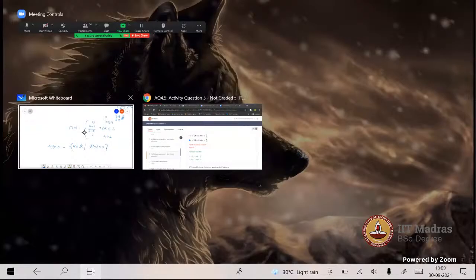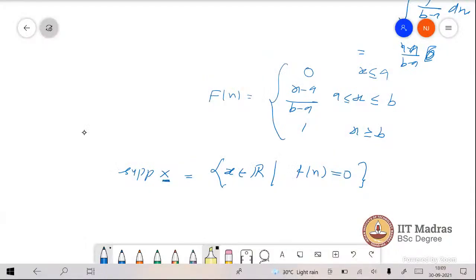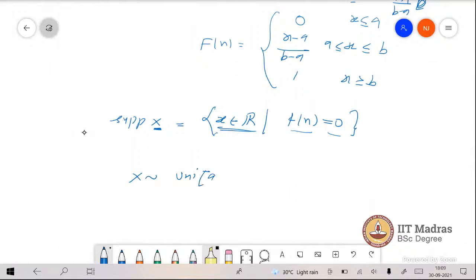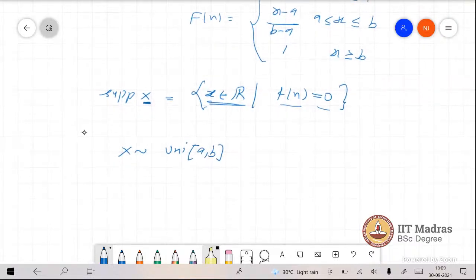Yes, so support. How do you define the support? Support of a random variable X is the set of all real numbers where f of x is non-zero. Okay, so let's say my X is uniform (a, b). What will be the support of X? a to b. So support is all those points where f of x is not 0.